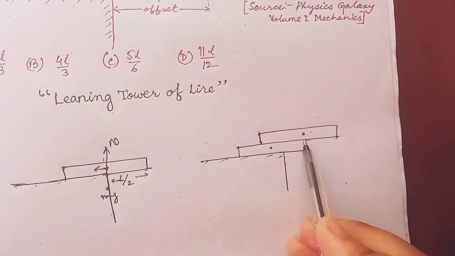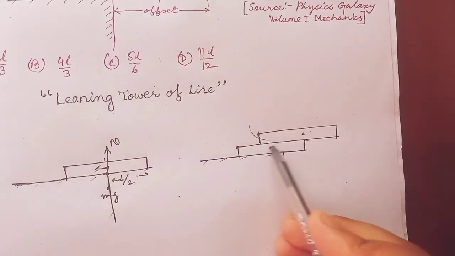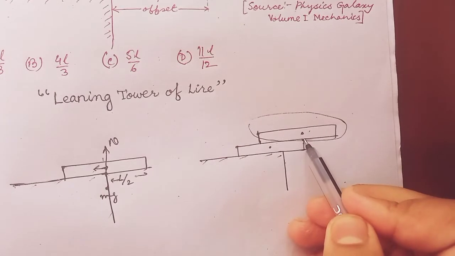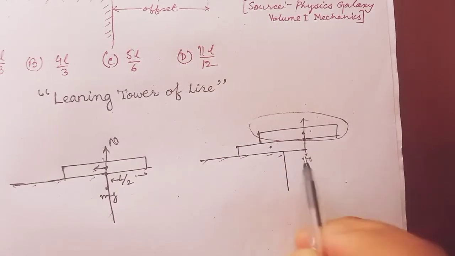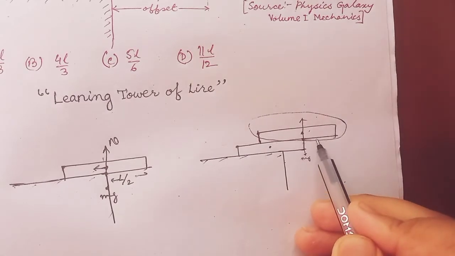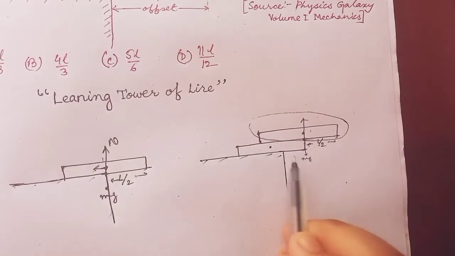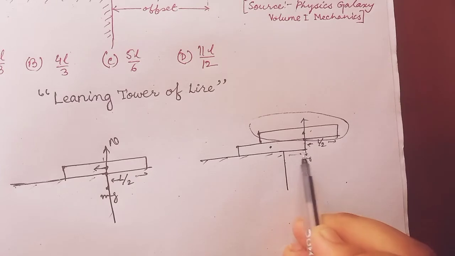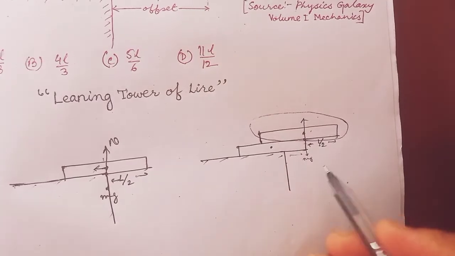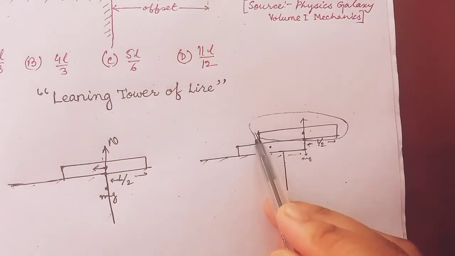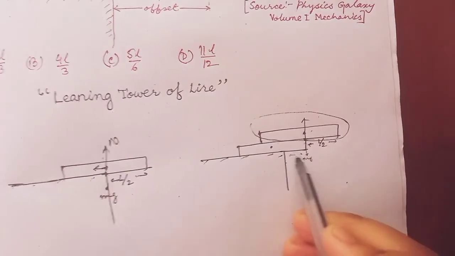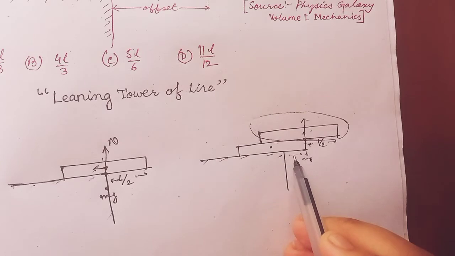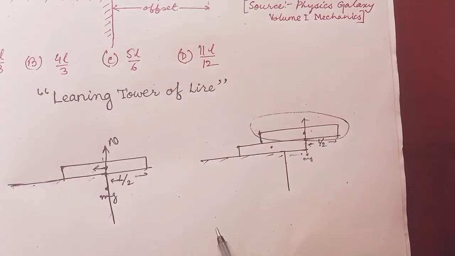So if I ignore this block, means if I consider only this part of the system, see here normal reaction will act in this direction and weight will act in this direction. So I can say that this distance will again be L by 2, but this distance will not be L by 2. This distance will change, and I am coming to that. If I consider only the top block, I can still reason that this distance has to be L by 2. Now let me consider what this distance has to be.